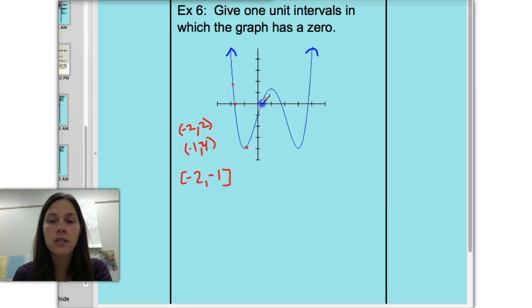We've got another 0 right here occurring between the x value of 0 and the x value of 1. Another 0 occurring here between 1 and 2. So when you're asked to give the intervals on which a 0 occurs, you're looking for the x values. And our final 0 is right here between 3 and 4.